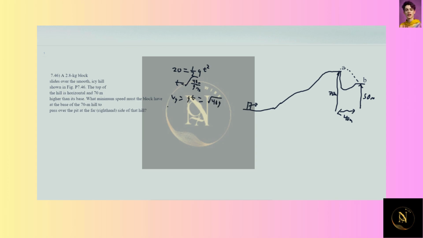Okay, then Vx can be found by simply doing distance divided by time. So here it needs to cross 40 meters in that amount of time. So then what we're going to get is 40 meters divided by square root of 40 meters over g, in meters per second squared, and that's going to be equal to square root of 40g as well.